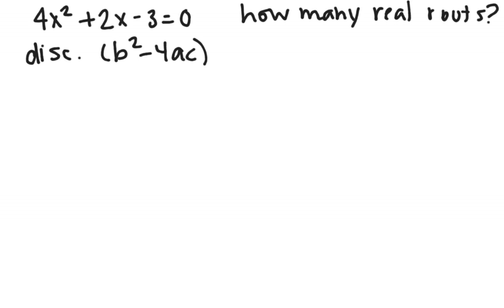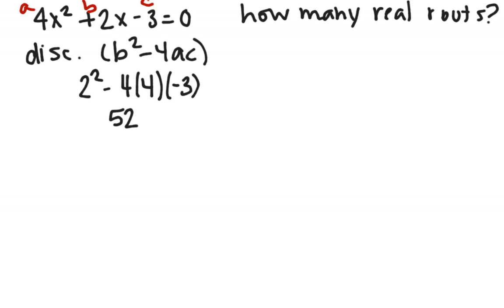We're going to identify our a, b, and c. A is our number in front of x squared, which in this case is 4. B is our number in front of x, which is 2. And c is -3. So substituting into our discriminant formula, we have 2 squared minus 4 times 4 times -3. We would actually calculate that in our calculator, and we would get an answer of 52.